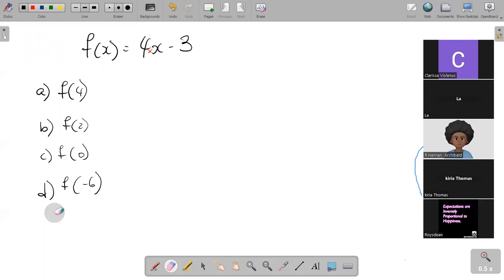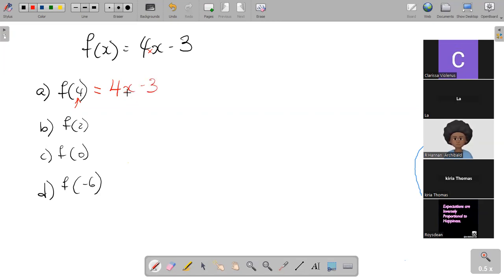I love the attitude. Now, everybody here, based on this, what does this tell us to do? What does this 4 mean? What does this 4 represent? Excellent. It means that that is the value of our X. It means that that is our domain value. It means that that is our input, right or wrong? So we know that F of X means to use what? 4X minus 3.